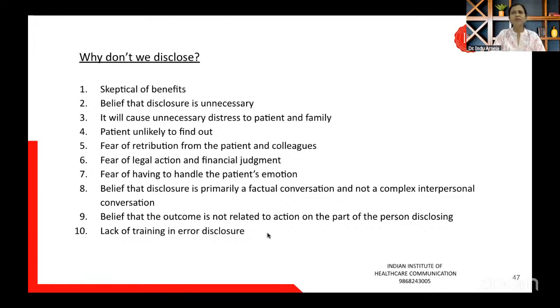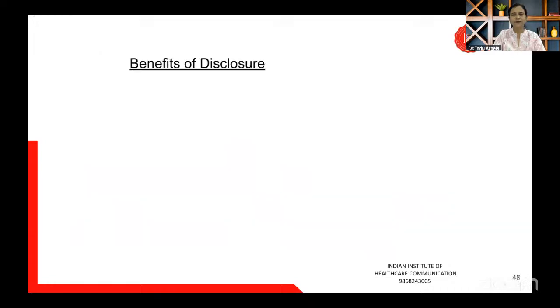So are there any benefits? Are there any benefits of disclosure? If yes, what do you think are the benefits? What are the benefits of disclosure? Write in the chat box, please.